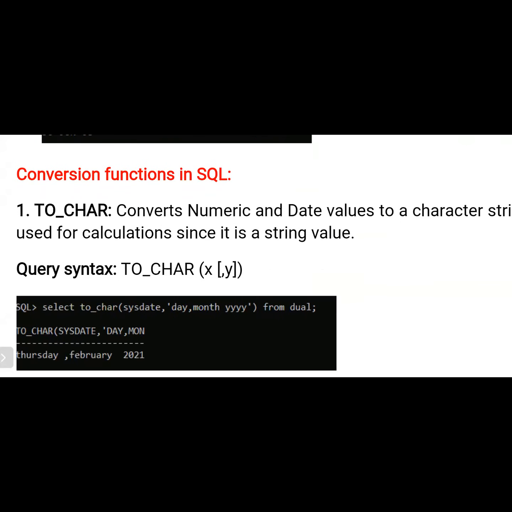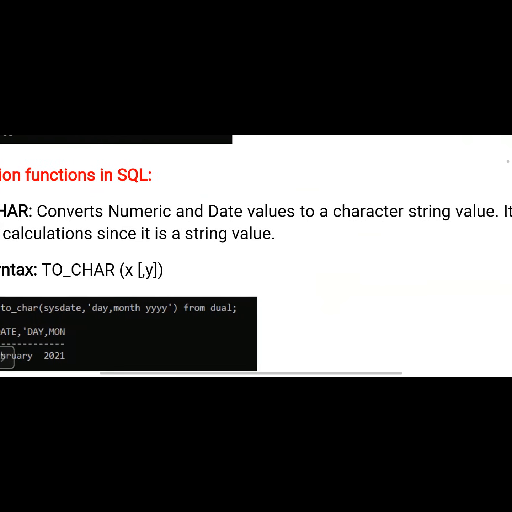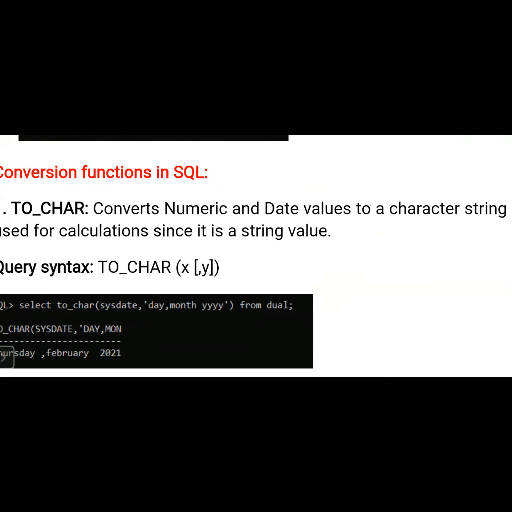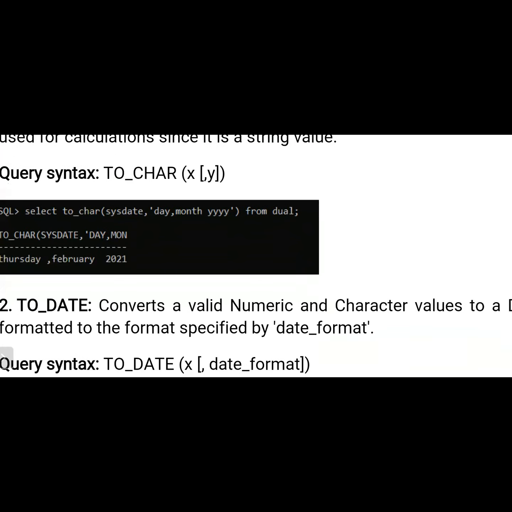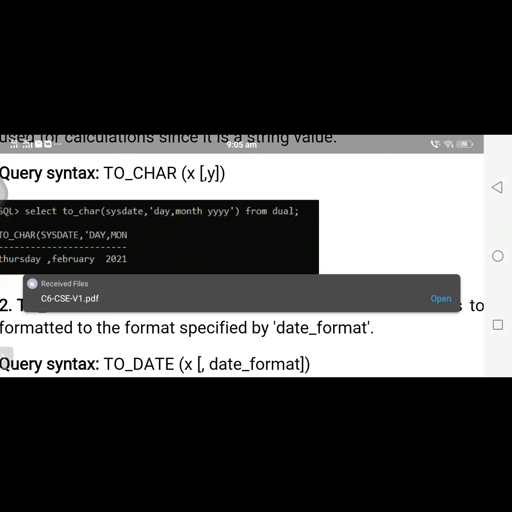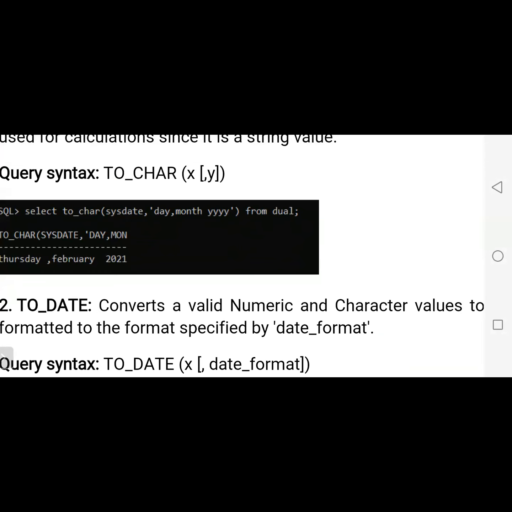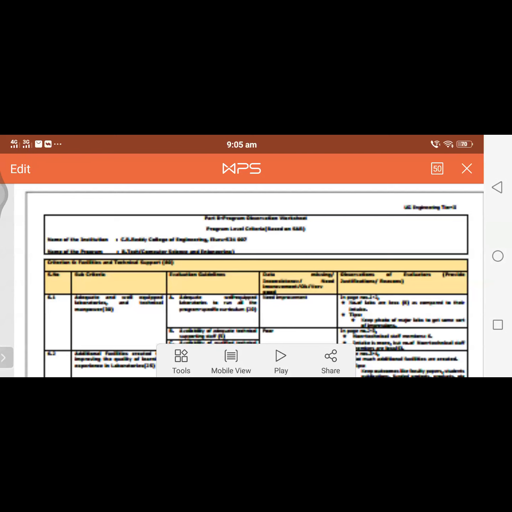So next one is the conversion functions. To_char converts numeric and date values to a character string value. That means here we are giving numeric and date values, and those are converted to character strings by using to_char. The name itself says we are converting into characters. If you observe here, select to_char sysdate. What is the meaning of sysdate? It returns the actual date today. Am I right? Okay. So to_char sysdate comma day month.